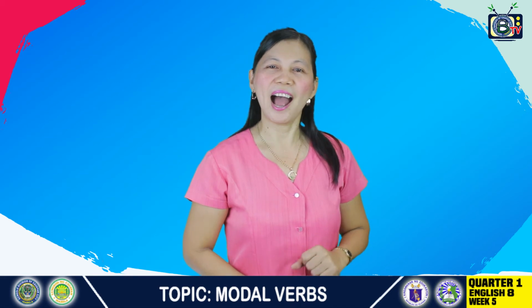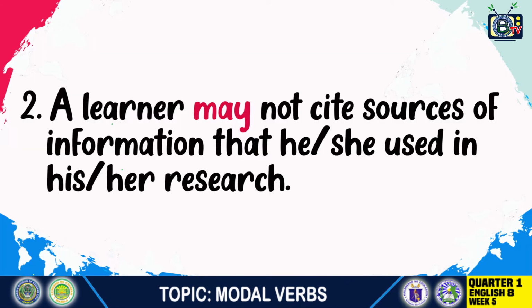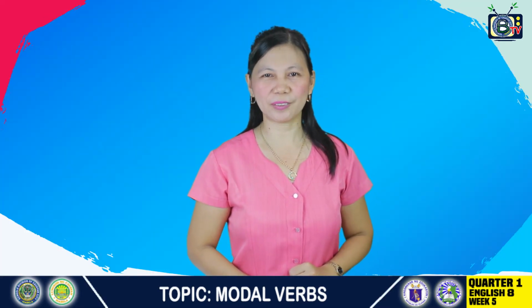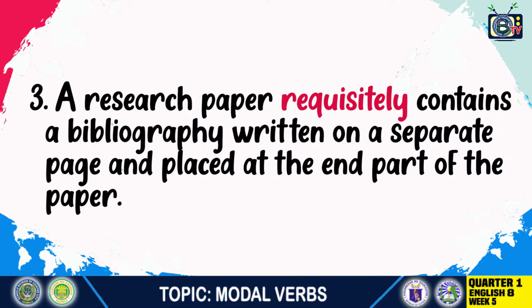Number 2. A learner may not cite sources of information that he or she used in his or her research. Number 3. A research paper requisitely contains a bibliography written on a separate page and placed at the end part of the paper.